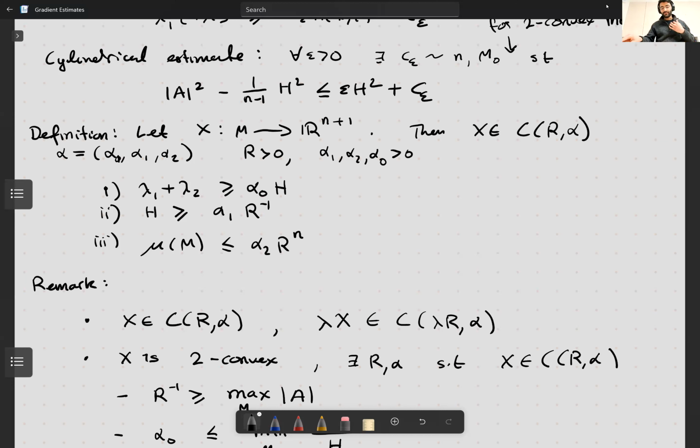And the reason that we have this distinguished R is because if I scale X by lambda, then the new lambda X is in the class C_{lambda R} alpha. So is it right to say that alpha 0, alpha 1, and alpha 2 are just keeping track of the quantities you've got there? Yeah, there are some quantities of interest. And R is just taking care of the scale. That's it. Okay, cool. Thank you.